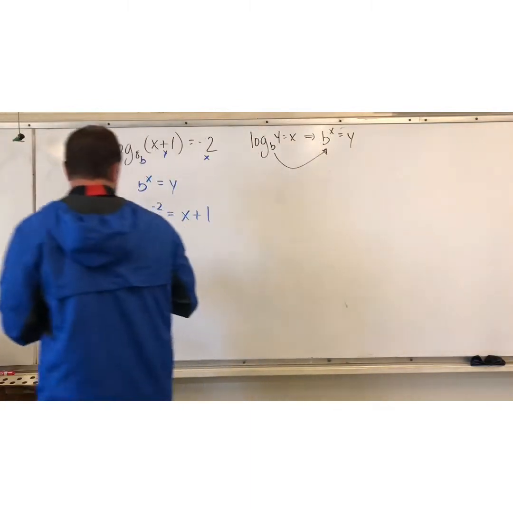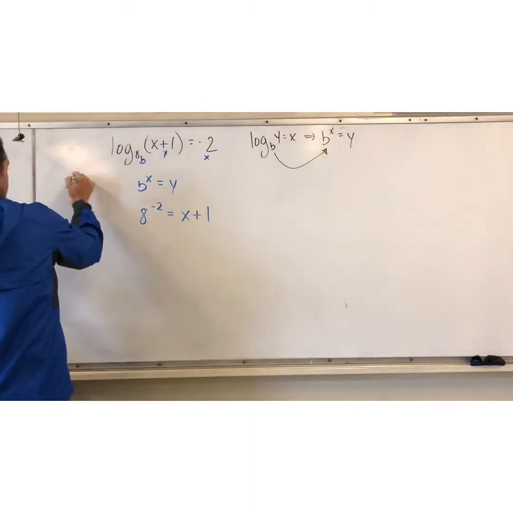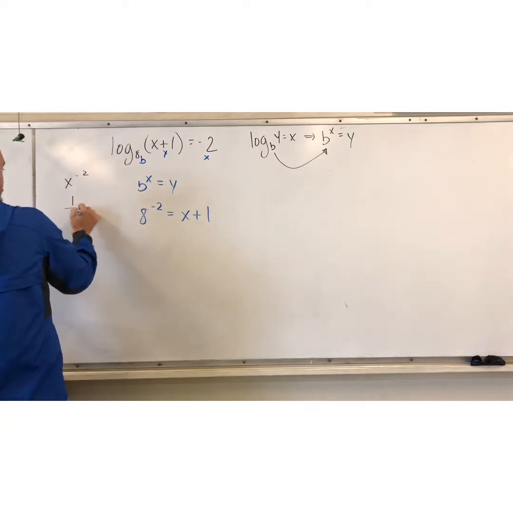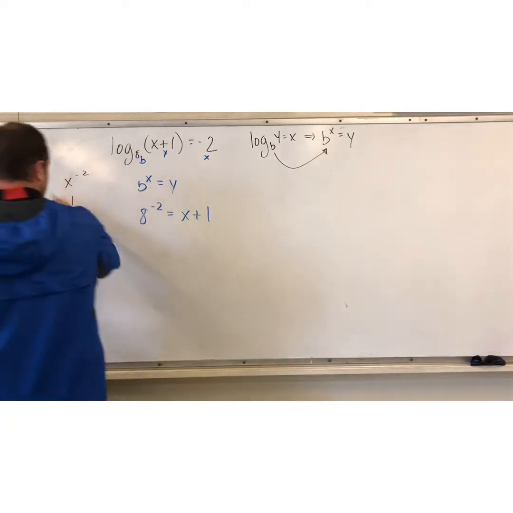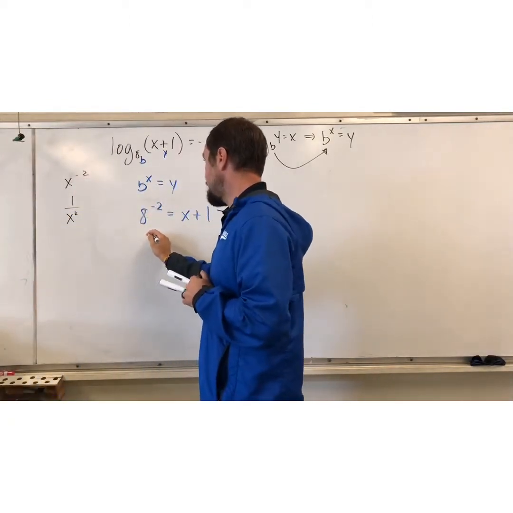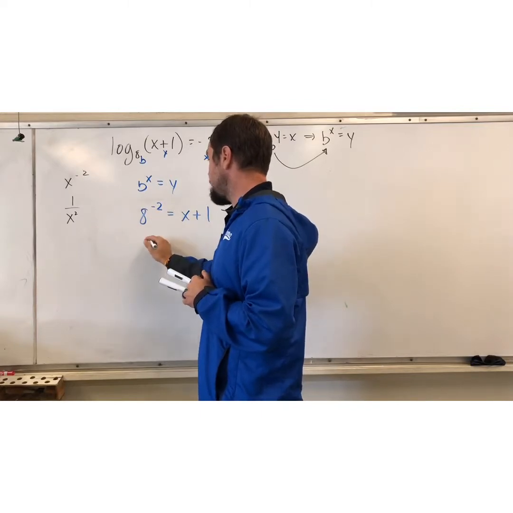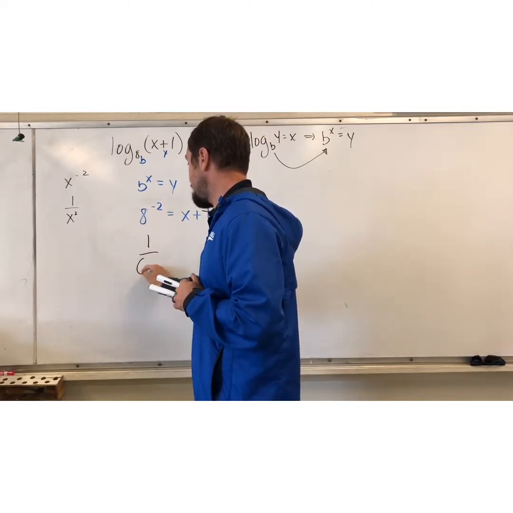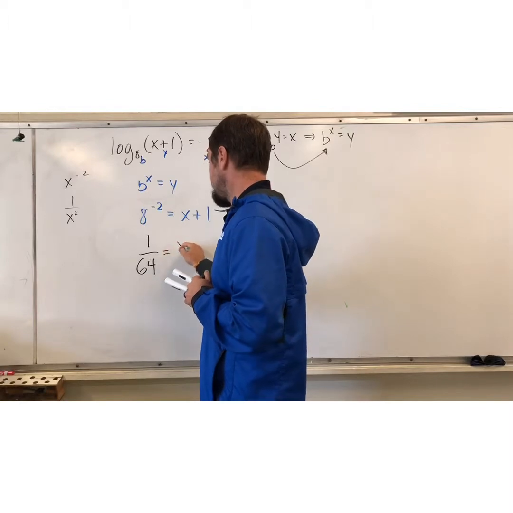So, you know 8 to the negative 2 is really 1 over 8 squared when we're working with negative exponents. And we know 8 squared is 64, so this simply becomes 1 over 64 is equal to x plus 1.